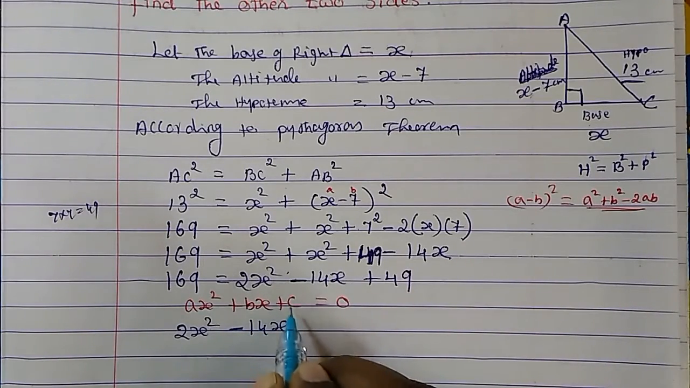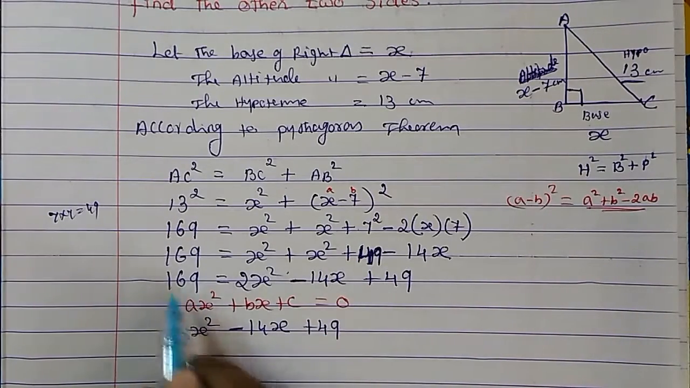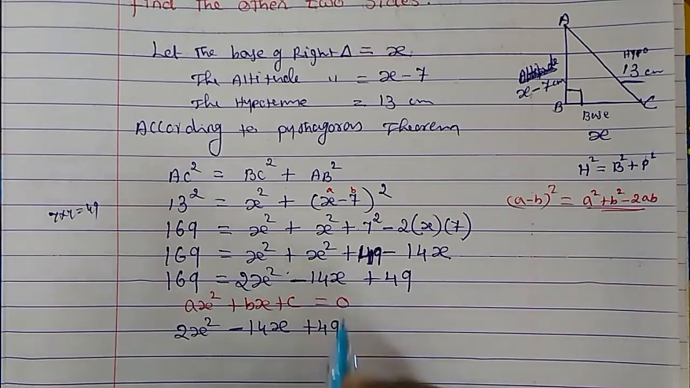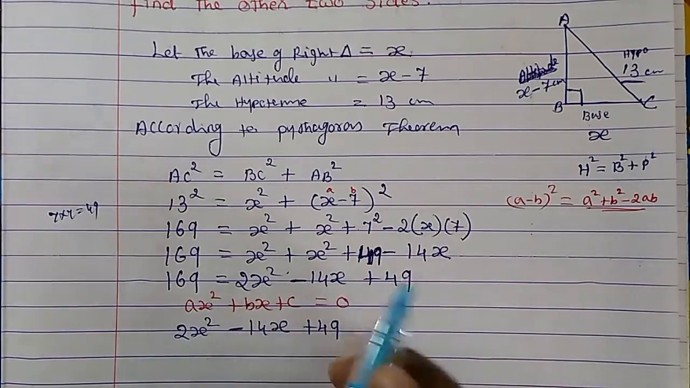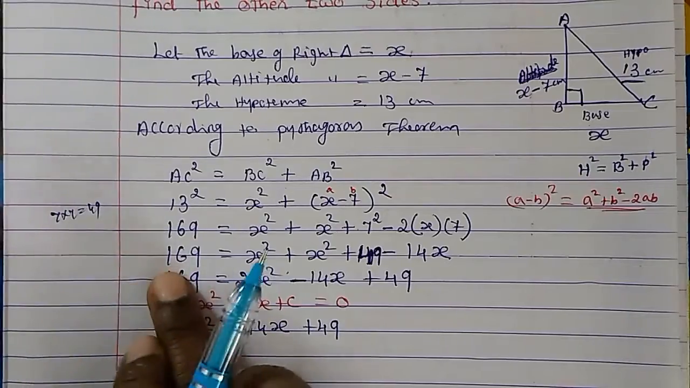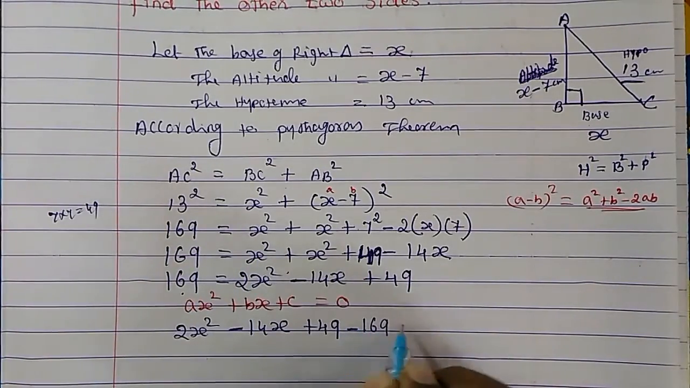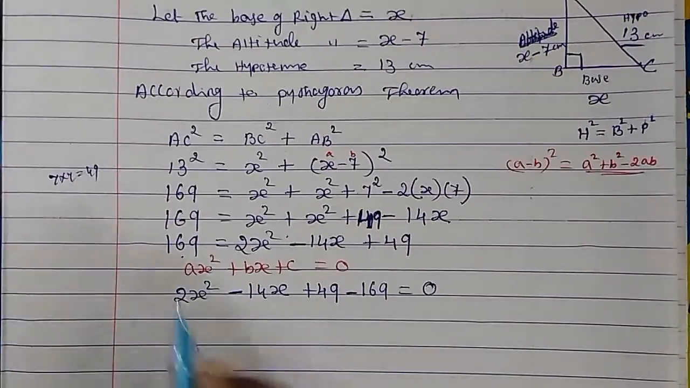Then comes the number, so the number is plus 49. Now let's bring this number also to this side. Means we'll write down properly, the number has to be on one side. So this side is plus, which means if you bring it to this side, it will become minus. So minus, then equal to 0.